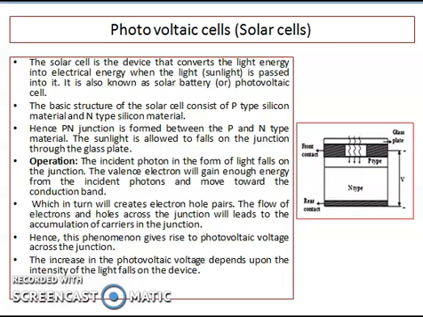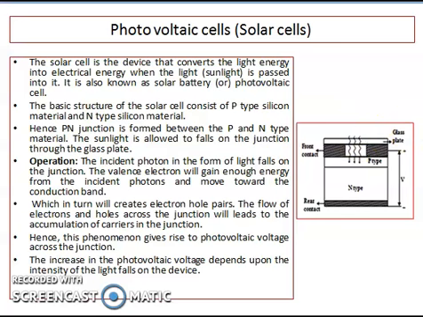The basic structure of the solar cell consists of a p-type silicon material and an n-type silicon material, so a p-n junction is formed between them. Sunlight is allowed to fall on the junction through a glass arrangement. From the construction diagram we can easily see that we have an n-type region and a p-type region, and light is made to fall on this through glass.